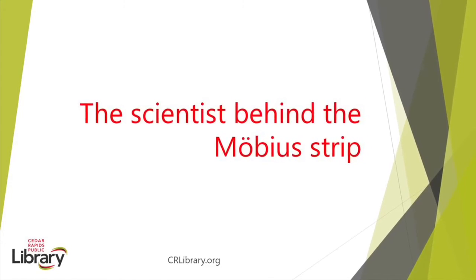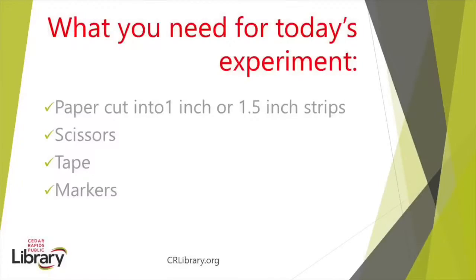August Ferdinand Möbius was born in 1790 and died in 1868. He's a German mathematician and astronomer, and there are many concepts in the field of geometry and number theory which bear his name.